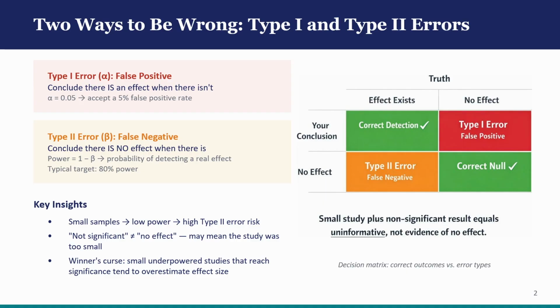Winner's curse is important. Small, underpowered studies that happen to cross the significance threshold tend to dramatically overestimate effect size. A large random fluctuation was necessary to push them over the threshold, and large fluctuations overestimate truth. So when you see a dramatic first finding from a small study, be appropriately skeptical. Replication almost always shows a smaller effect.